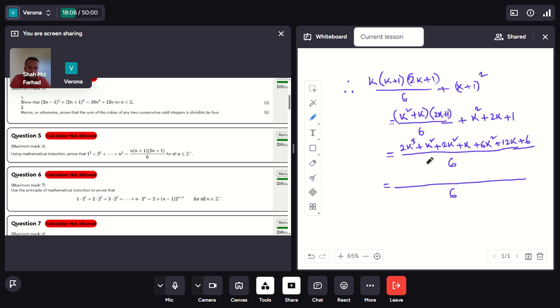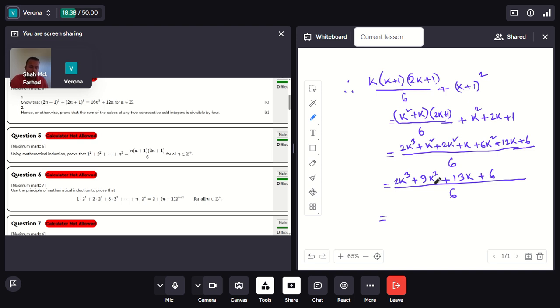Here 6, and then 2k cube, so here in total 6 plus 2 is 8, plus 1 is 9, so 9k square, okay, right? So then 13 plus 13k and then plus 6. Okay, now we have to simplify this one. Or even, we have to factorize this one.